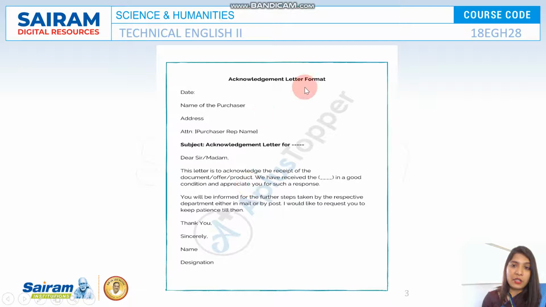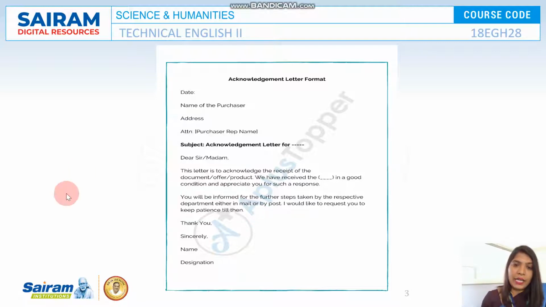And then here we have an acknowledgement letter format. First, in the acknowledgement letter, we have to give the name, date, and then the name of the purchaser, or the name of the person from whom you received a letter of inquiry, promotion, or whatever, and then the address of the purchaser or the person who sent the letter, and then the attention line. The attention line is mentioned with the name.